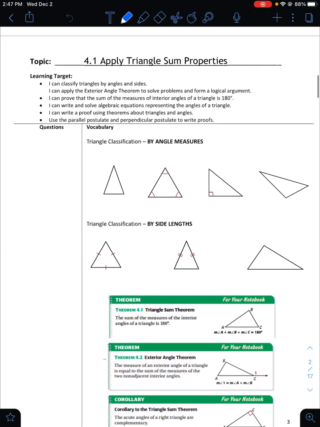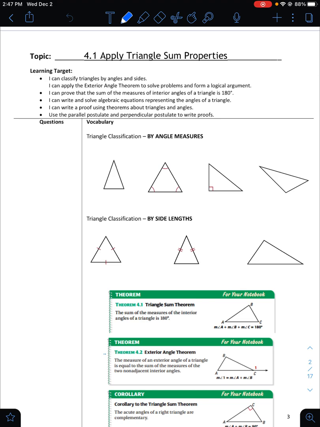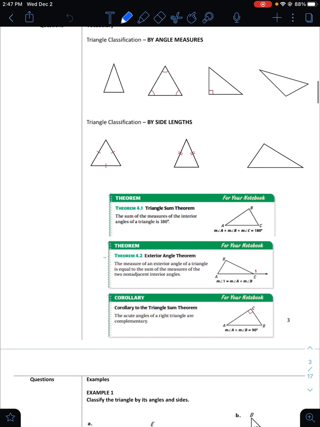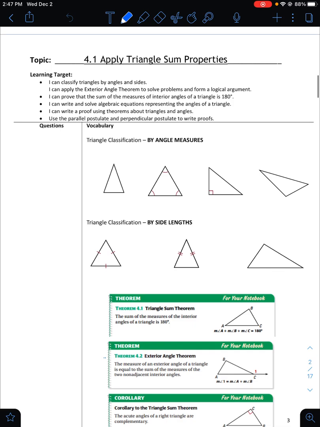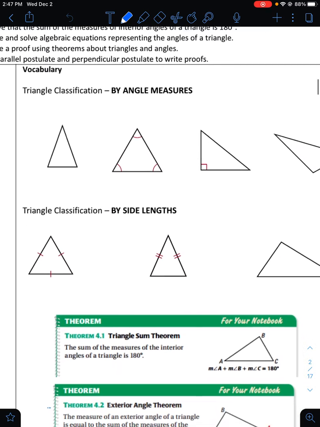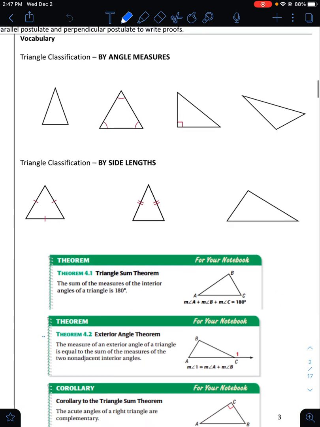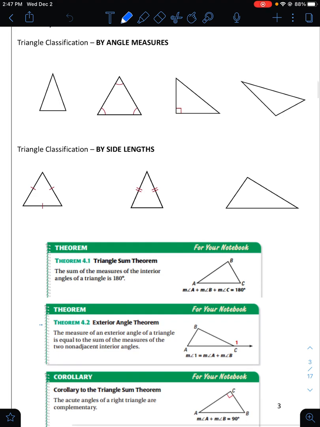Okay, let's get to that first section. Section 4.1, Applied Triangle Sum Properties. So we are going to go through some vocabulary and learn, you can see below, we've got two theorems and a corollary, and solve a couple problems. Okay, let's review these classifications that I believe you probably have studied previously.